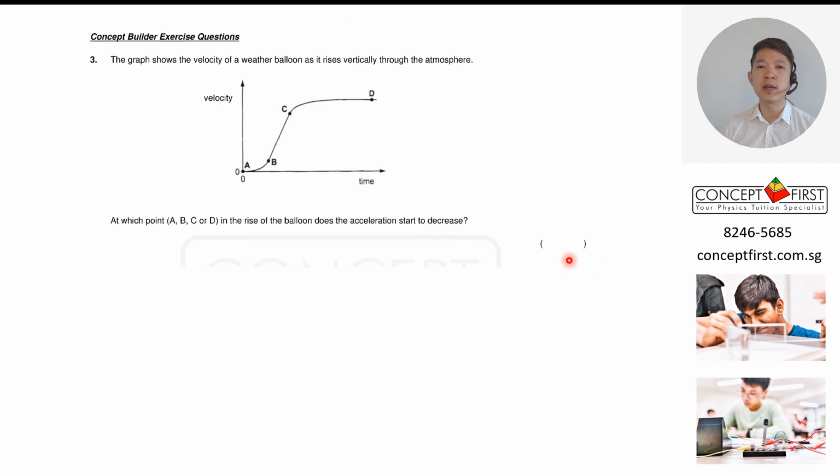Okay, your turn to try the next few questions. Question 3. The answer is acceleration start to decrease. So replace the word acceleration with gradient, because you know that gradient of a velocity time graph gives the acceleration. So which point the gradient start to decrease is point C, where initially it's steep and you see that it gets gentler, the slope of the line gets gentler as we go.